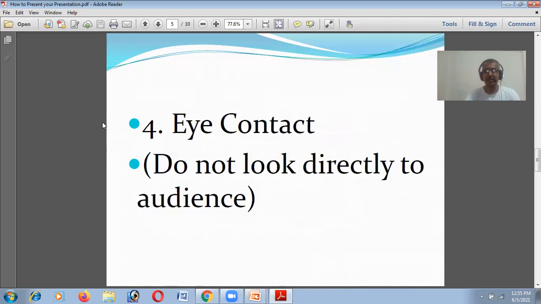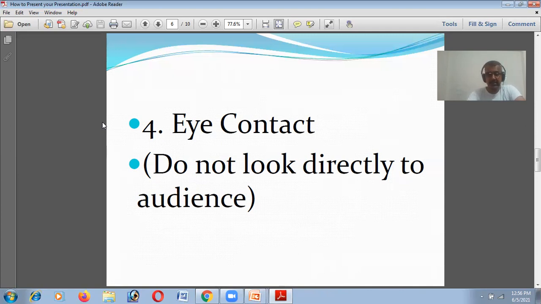Again, eye contact is a very important element of a presentation. Eye contact presents your confidence level. So there should be eye contact towards the audience. In this regard, if all of the audience are sitting in an oval shape, then you have to move your head a little bit to see every audience.